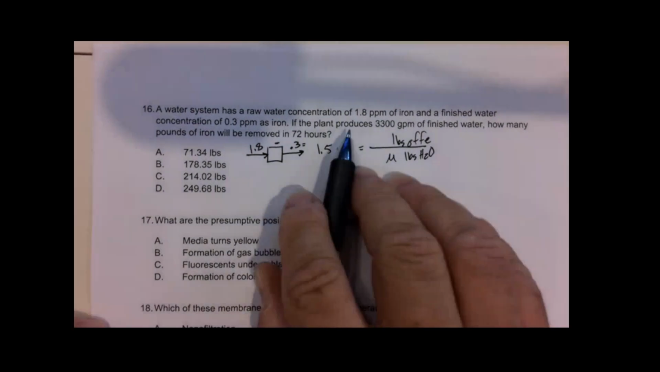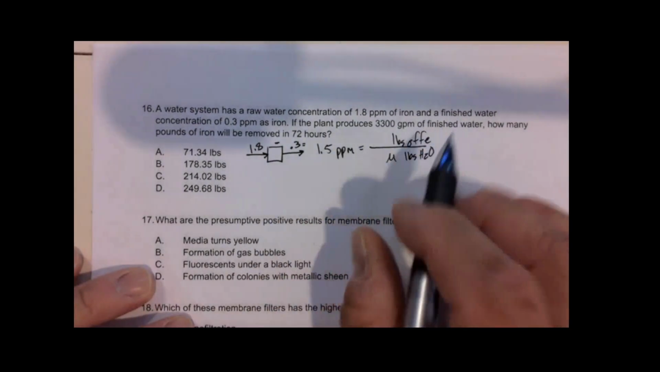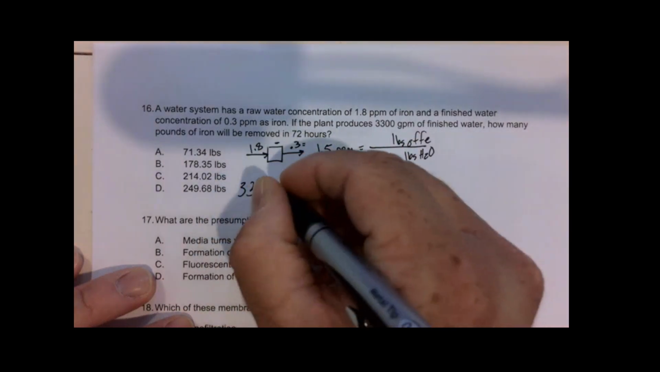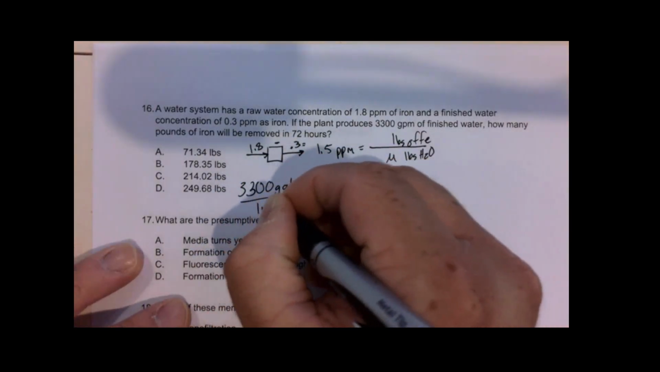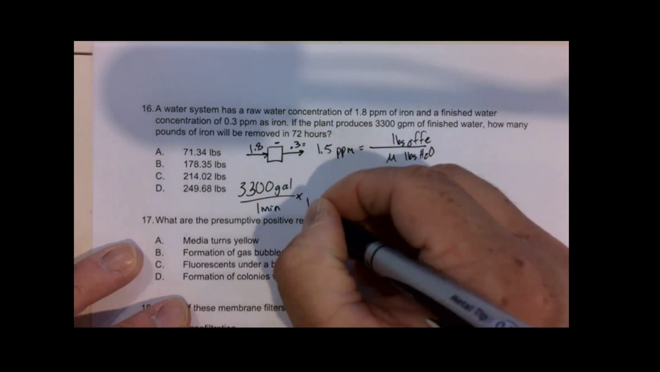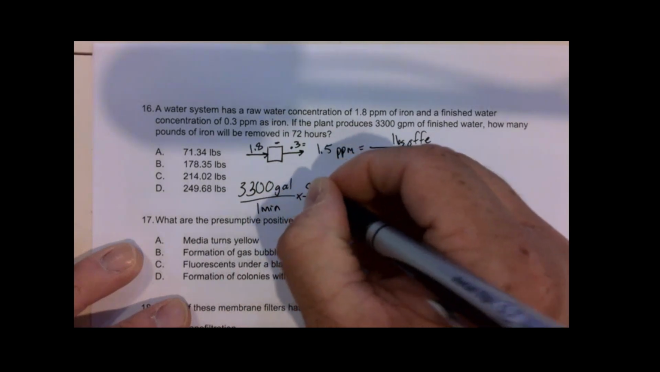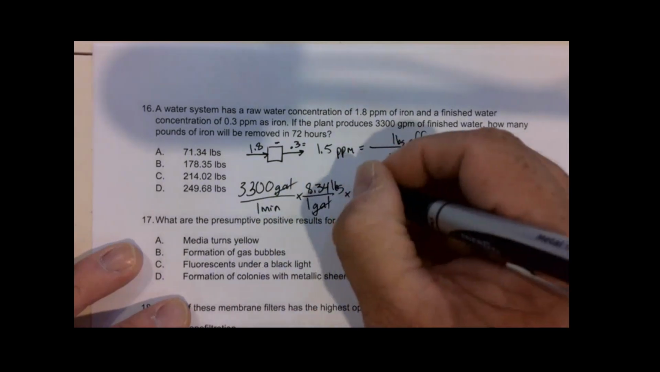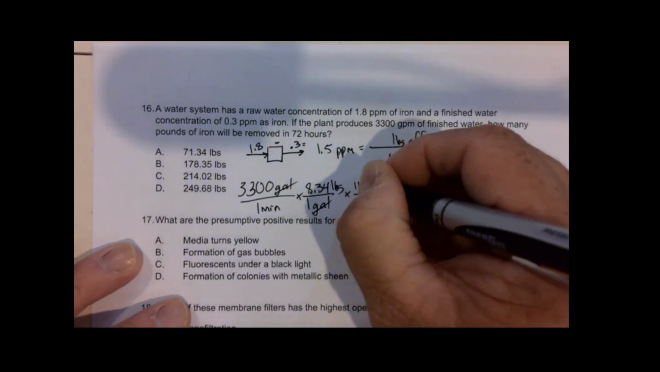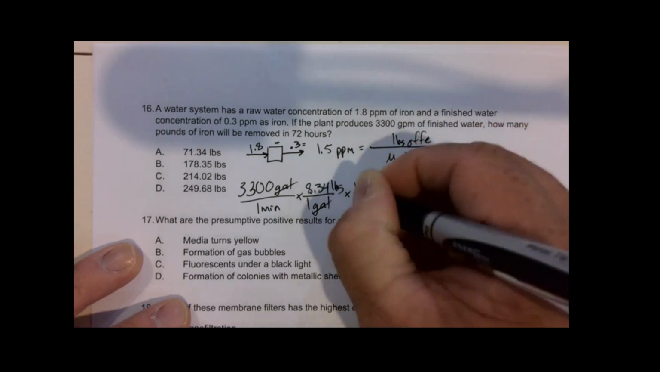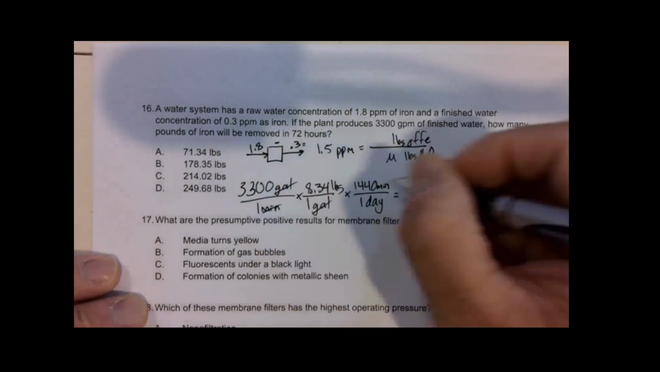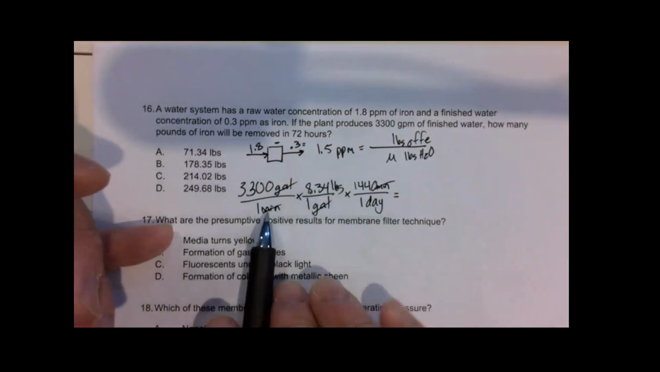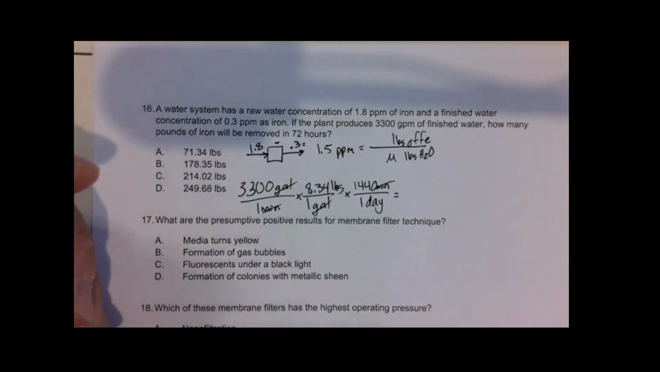All right, so I have 3,300 gallons per minute. Well, I need to know how many per day. So I've got to get this to pounds first off. So 1 gallon on the bottom, 8.34 pounds up top, like this. And I need to get minutes to days. So I'm going to do the cheating way of 1440 minutes per 1 day. Okay, that cancels that, that cancels that. As you can see, you multiply everything across the top and nothing on the bottom since it's just ones.